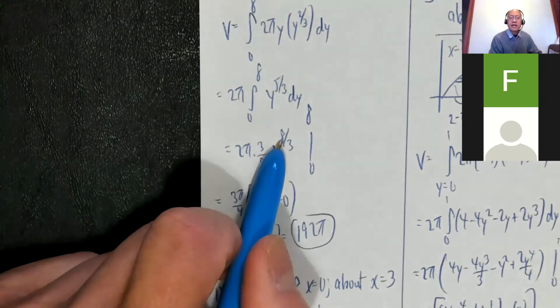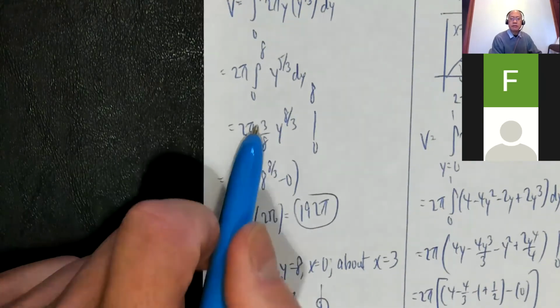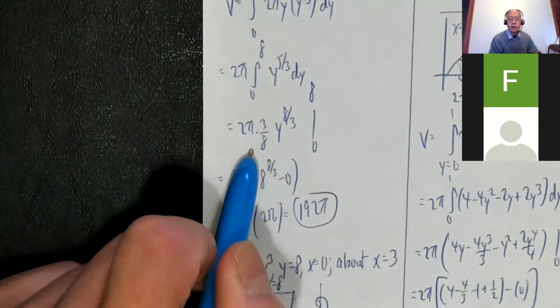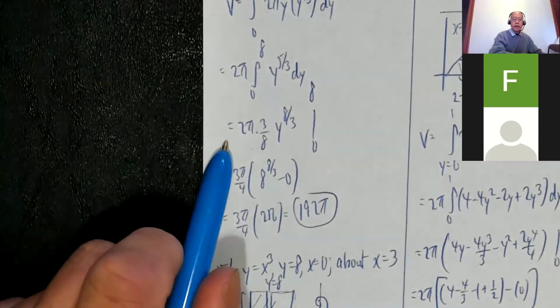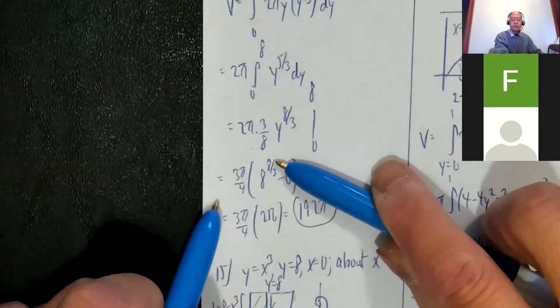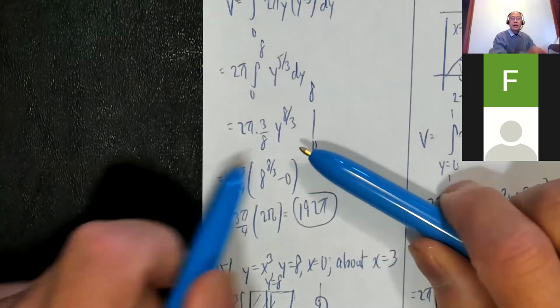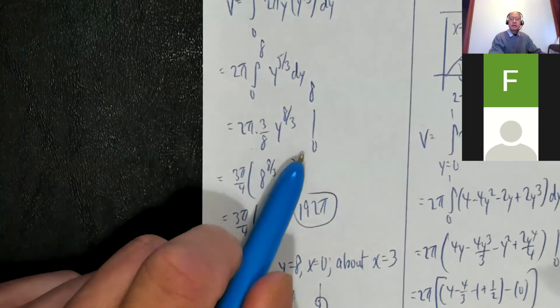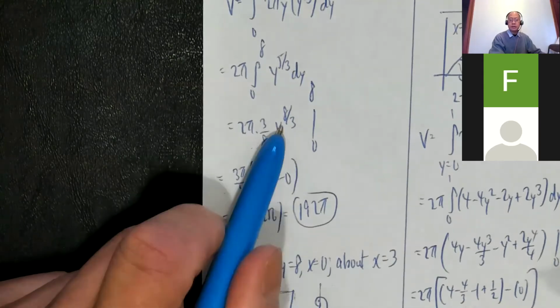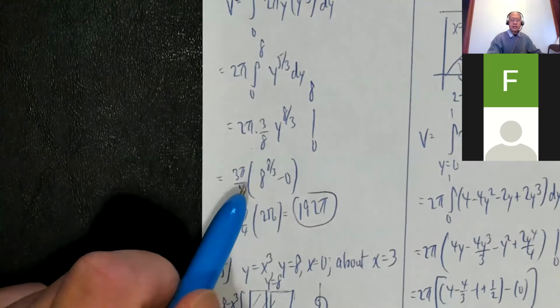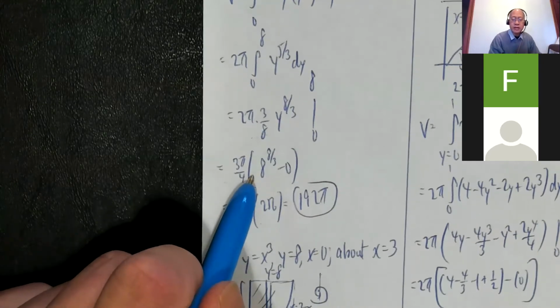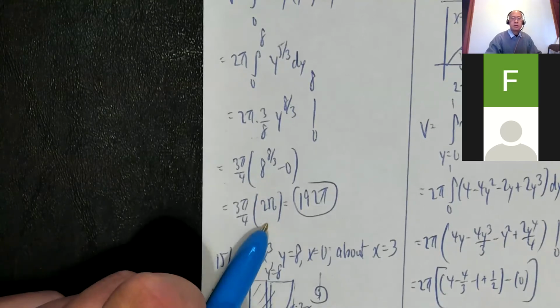Y to the 8/3 divided by 8/3 means multiplied by 3/8 from 0 to 8. Okay, let's see. 2 cancels the 8, giving me a 4. So 3 pi over 4. 8 to the 8/3 minus 0 to the 8/3. 0 to 8/3 is 0. Okay, 8 to the 8/3 is 256. It means take the cube root of 8. Cube root of 8 is 2. And then 2 to the 8th power, 256.